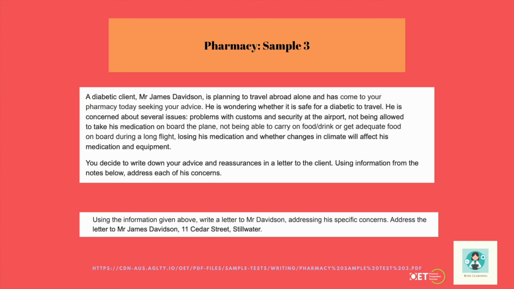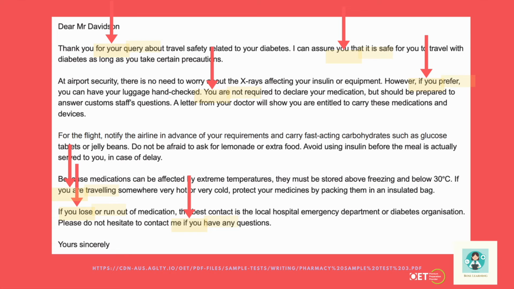So we've looked at two, and there's only one use of patient so far. Let's take a look at a pharmacy sample. This time you've got a diabetic client, Mr. James Davidson, who's planning to travel abroad. Using the information given above, write a letter to Mr. Davidson himself, addressing his specific concerns. So you're writing a letter based on the consultation at the pharmacy and your advice. I think it's fairly clear, because you're writing to the patient themselves, we wouldn't use client or patient at all.